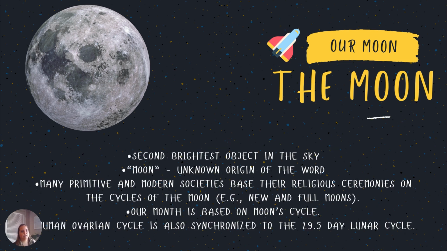All right, so it is the second brightest object in the sky. Venus is the first. There is no known origin of where the moon's name came from, and all of the other moons in the solar system are named something. It's just ours that is not named anything particular. It's just the moon. Our month is based off of the moon's cycle, so how long it takes to orbit the Earth. It takes about 29.5 lunar days, which is why some of our months are 28 days and all the way up to 31. So it depends on how long it takes the moon to orbit the Earth, and as it moves further away, the longer it's going to take.